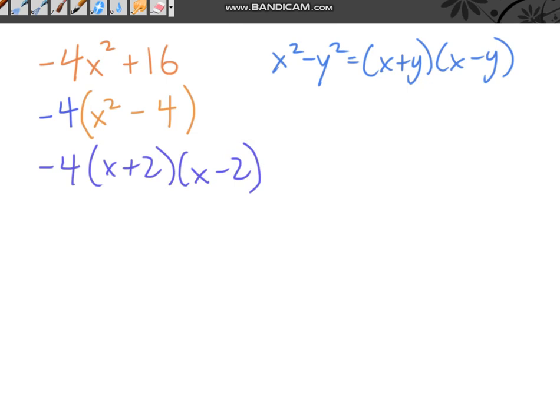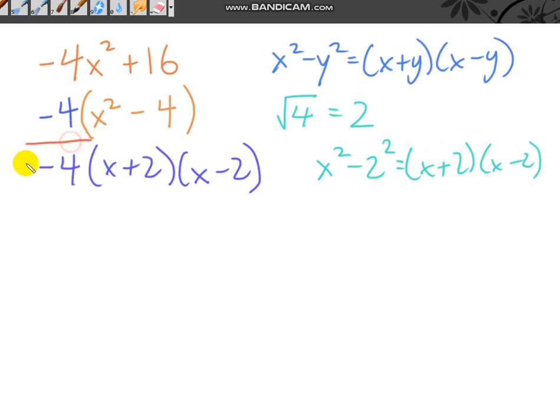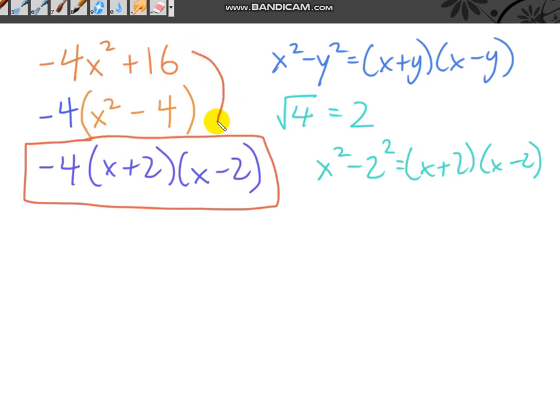And the reason why, if you forgot how to do that, so take the coefficient that you see last, the square root of 4 is 2. So what we're dealing with is x squared minus 2 squared. So when we break that down, it looks something like this. And as you see, this would be our final result. So this expression would factor down to that.